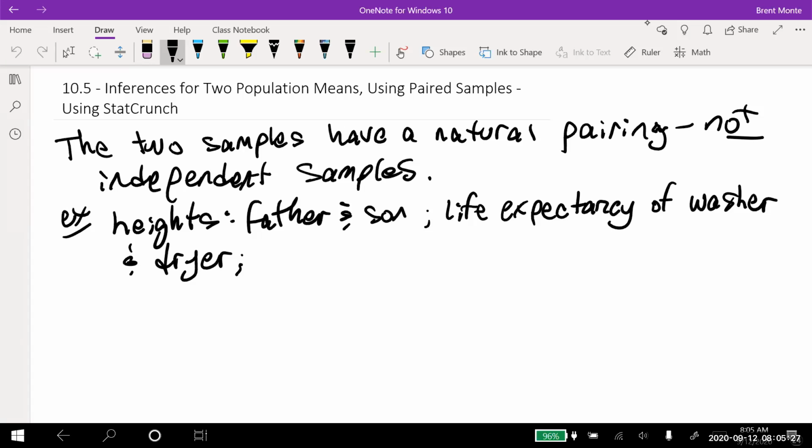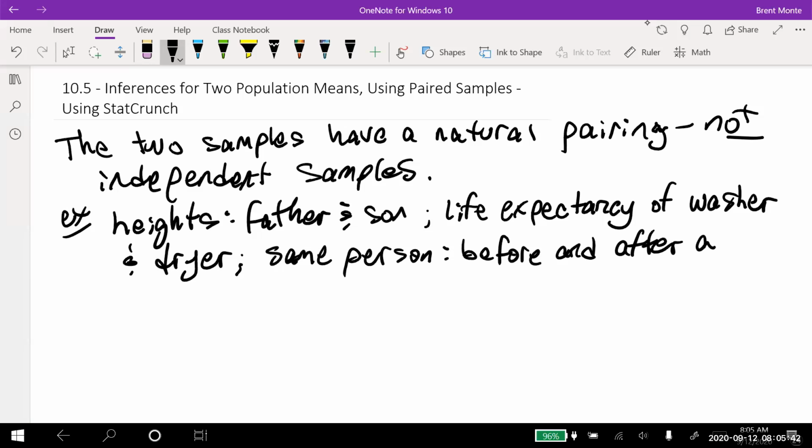Another one, and this is very common that we'll run into, we're looking at the same person, but for instance, before and after a diet. If we want to know if this diet works, we want to look at a specific person. How much did you weigh before? How much did you weigh after? Do you weigh less after? If yes, then maybe this diet works. But it has to be the same person. So those are ideas of what we'll do. We'll do a couple examples so that you get an idea of it.